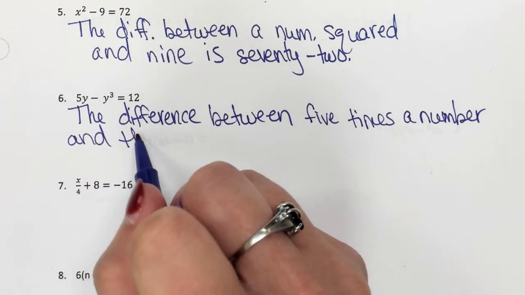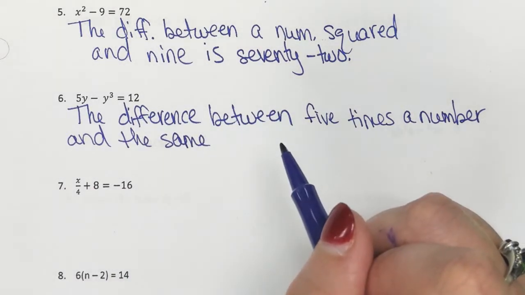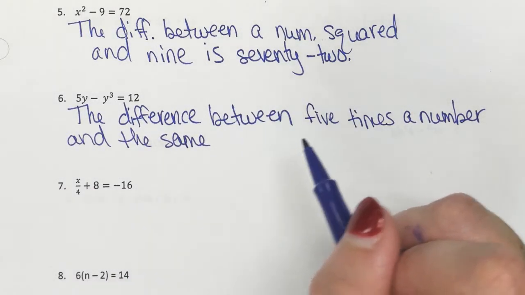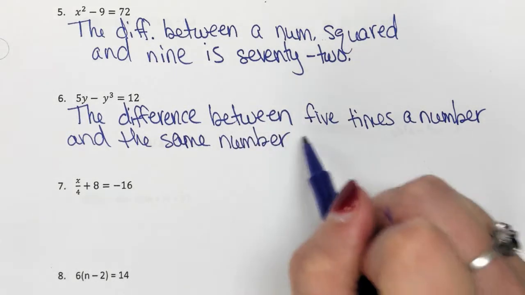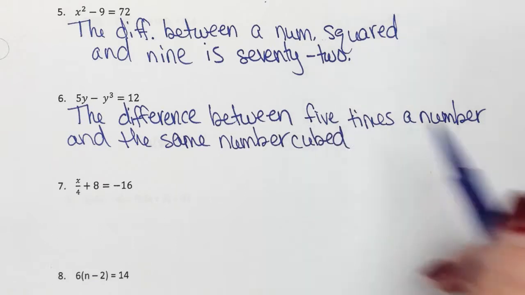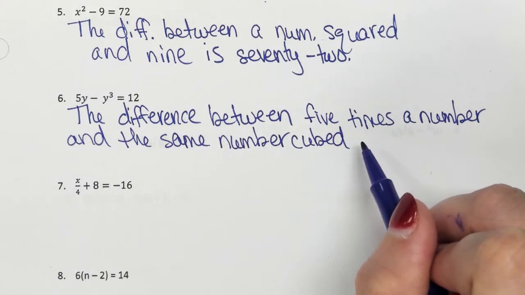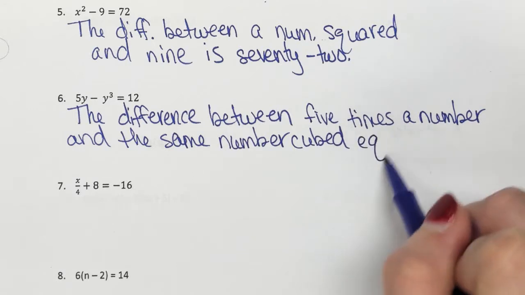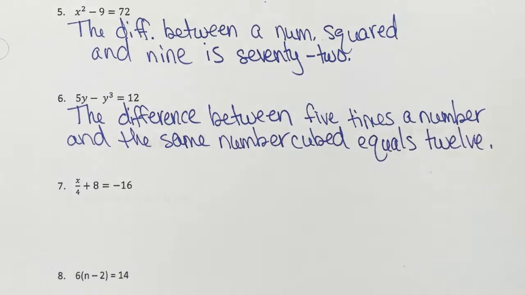Very good. Wait, how do I know it's the same number? I don't even know what the number is. Because it's the same variable, Kenan. Very good. And then do you want to write is 12 or you want to write equals 12? Does it matter? No, which one? Well, let's just do equals since we already did. There you go.